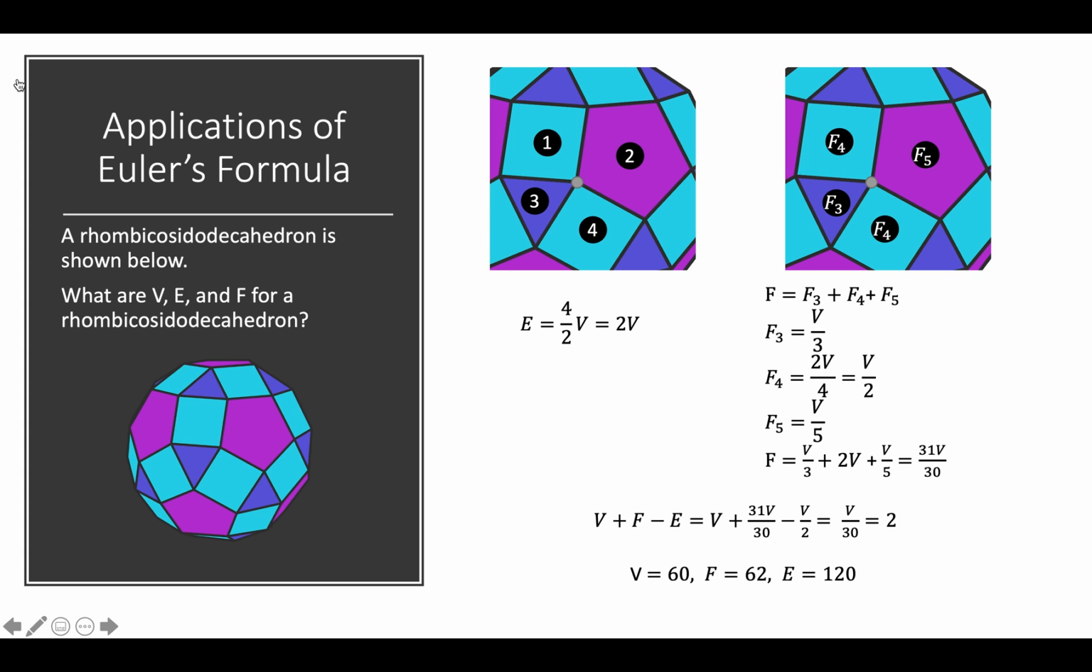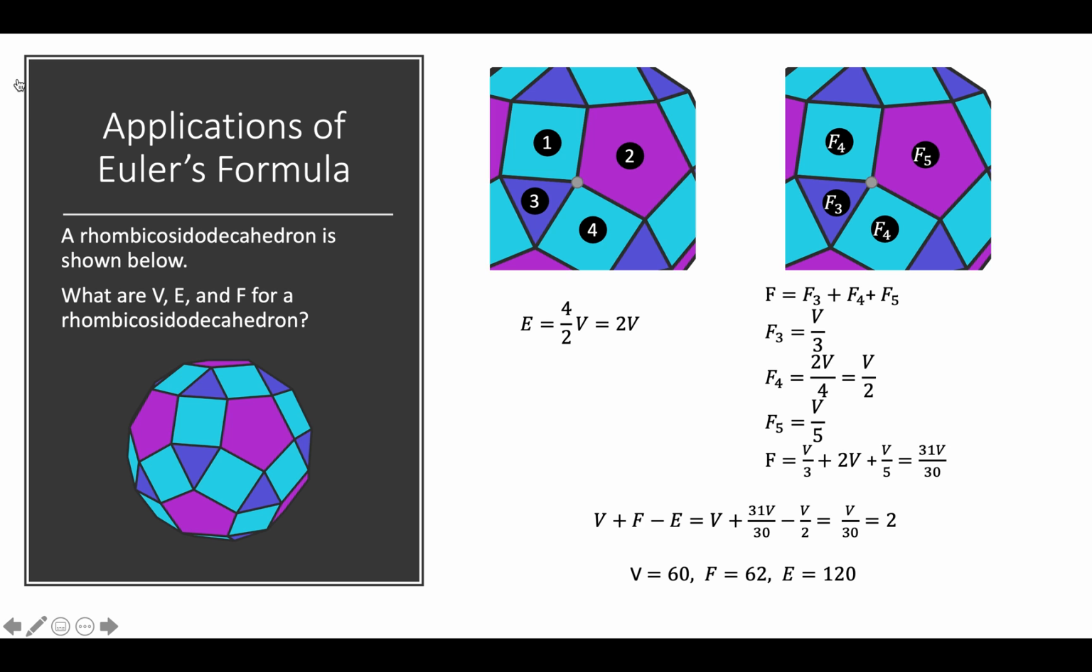So we could use that fact to get our edges as a function of vertexes and our faces as a function of vertexes. So let's start out with edges. So I have this picture with the numbers 1, 2, 3, and 4 on it. This picture is trying to show that every vertex has 4 edges on it. So edges equals 4 times the vertexes. But every edge has 2 vertexes attached to it. So we have to divide by 2 to not overcount, which gives us E equals 2V.